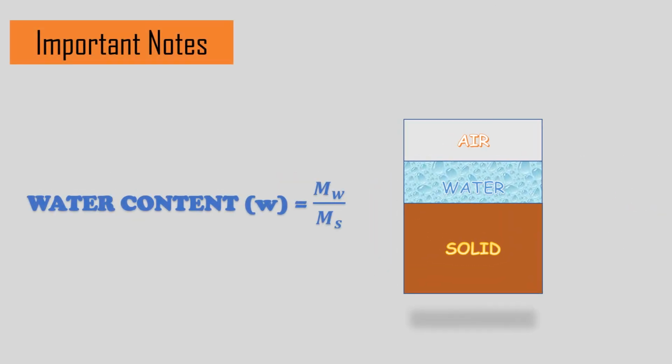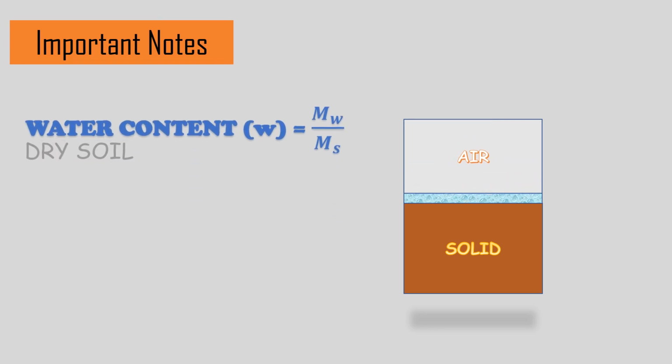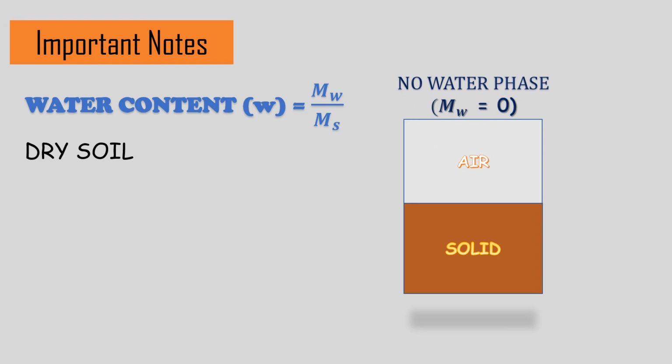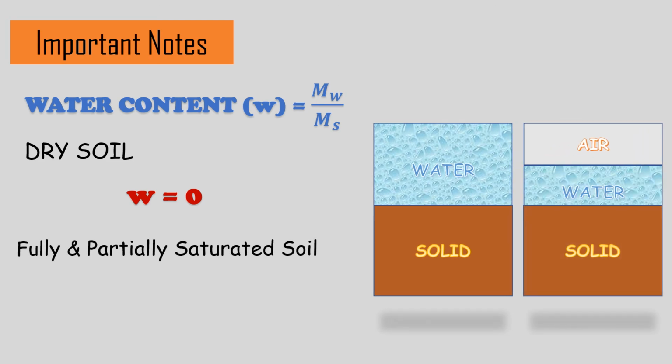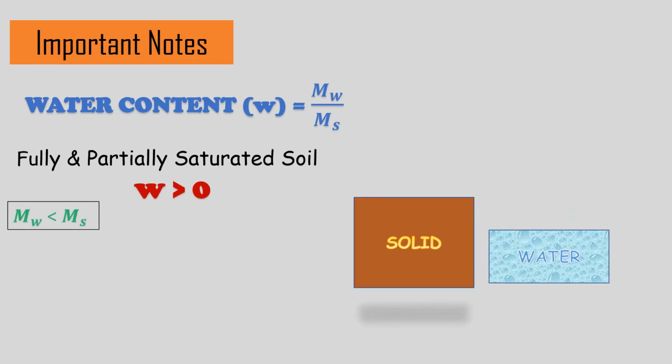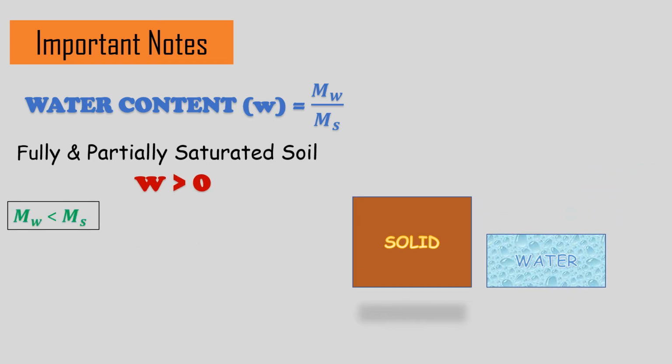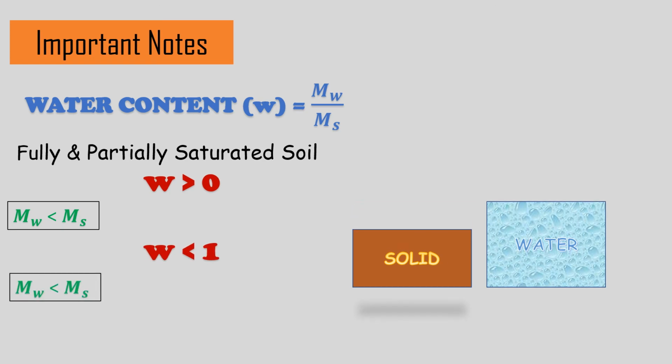Now, let's see some important points related to water content which should be noted. For dry soil, the mass of water will be 0, hence the value of water content will also be 0. For fully and partially saturated soil, the value of water content will be more than 0. In addition, if the mass of water is less than the mass of solids, then the value of water content will be less than 1. And if the mass of water is more than the mass of solids, then the value of water content will be more than 1.